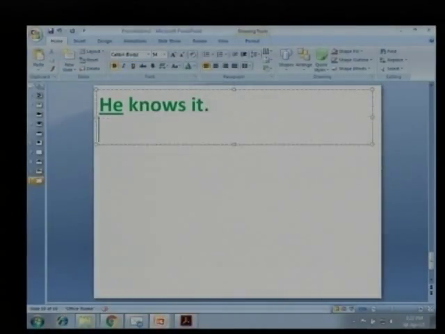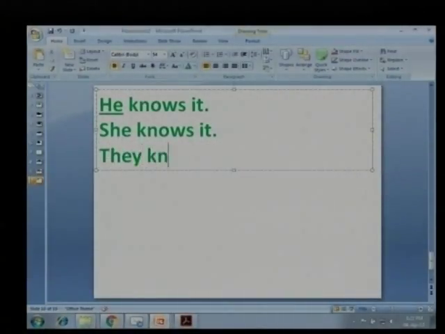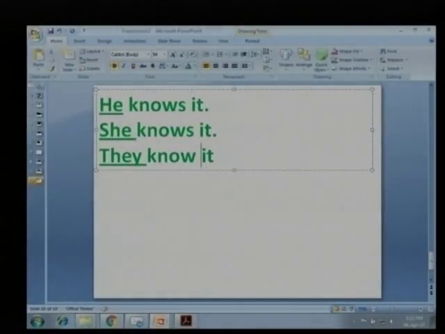Another example, he knows it, she knows it, they know it. So these are the subjects. Since I am using a plural form, I will pick the verb without the s because it's plural, and since this is singular, I will add the s. Alright, that's a simpler way.